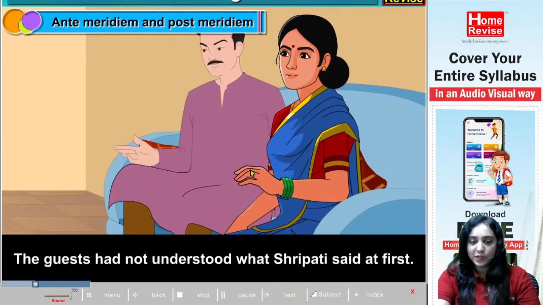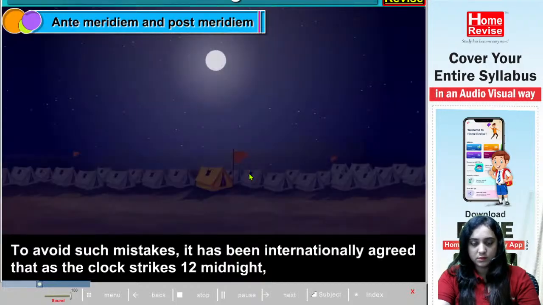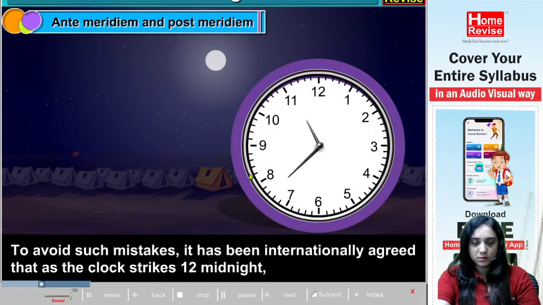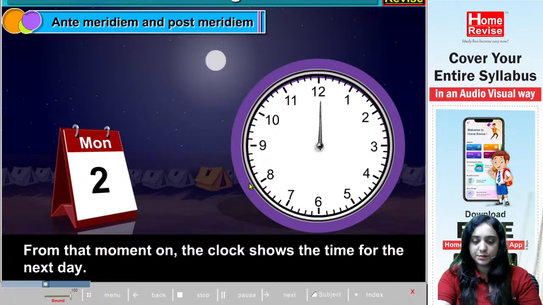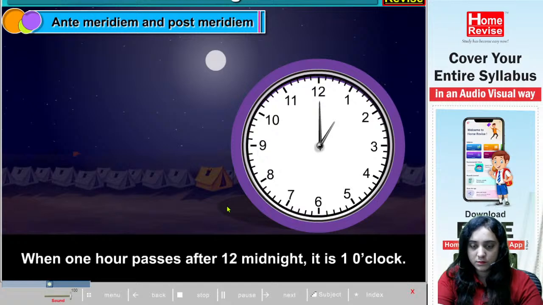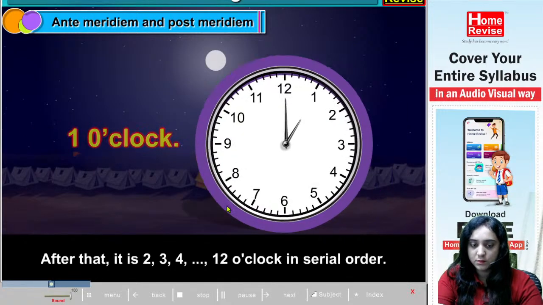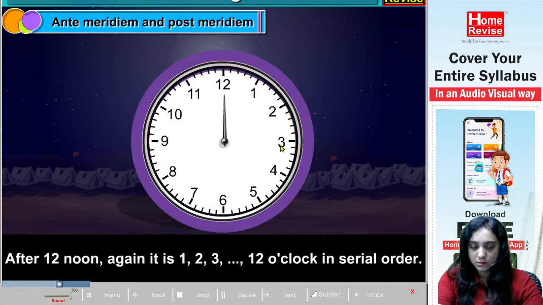The guest had not understood what Shripati said at first. To avoid such mistakes, it has been intentionally agreed that as the clock strikes 12 midnight, one day ends, and the next day begins. From that moment on, the clock shows the time for the next day. When 1 hour passes after 12 midnight, it is 1 o'clock, and after that it is 2, 3, 4, up to 12 o'clock in serial order. After 12 noon, again it is 1, 2, 3, up to 12 o'clock in serial order.